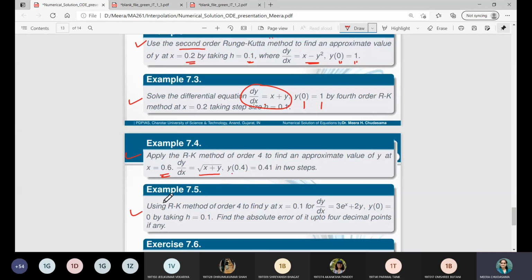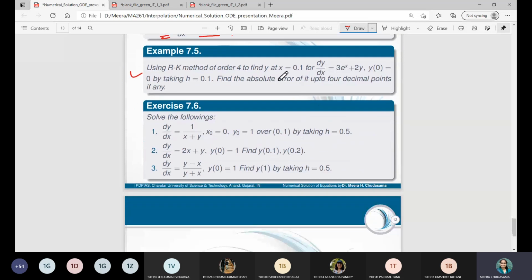So in the next example, you can see that use RK method of order 4 to find y at point 1. For dy by dx, we are given 3x plus 3 into e raised to x plus 2y. So this is the function we are given. Initial condition we are given y0 is 0, right? So we have to consider h as 0.1. And also we are asked to find out the absolute error up to 4 decimal places, if any.